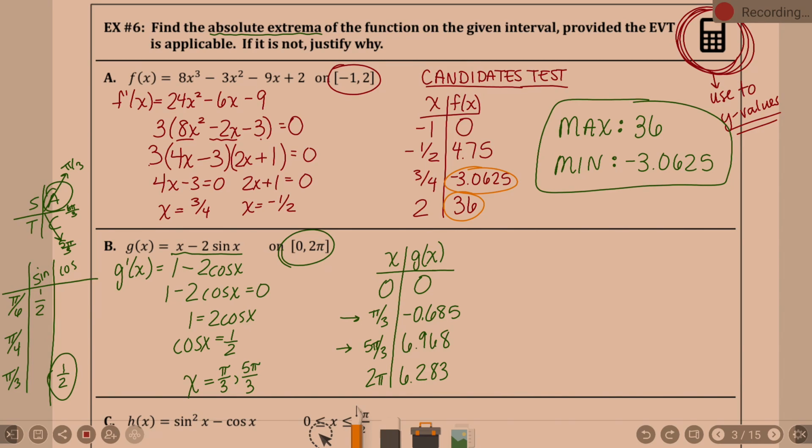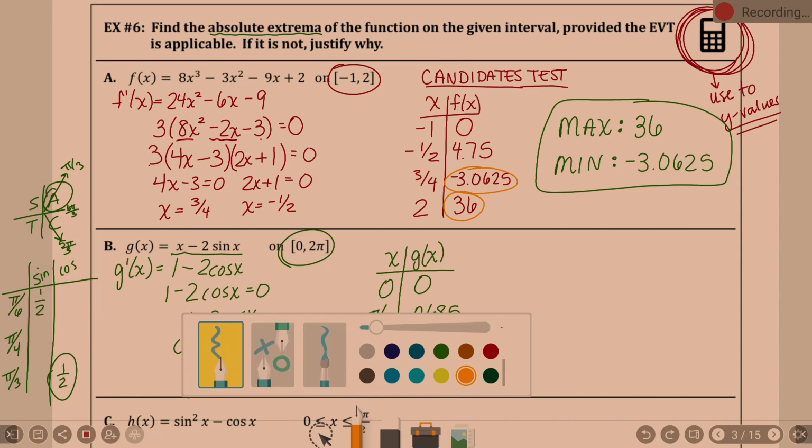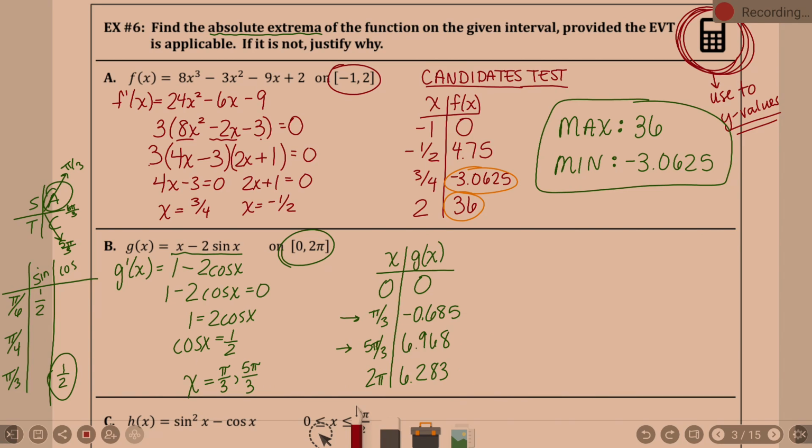Okay, what do we have here? The mins and maxes, well, it's the numbers, right? Max would be 6.968, and min would be negative 0.685.